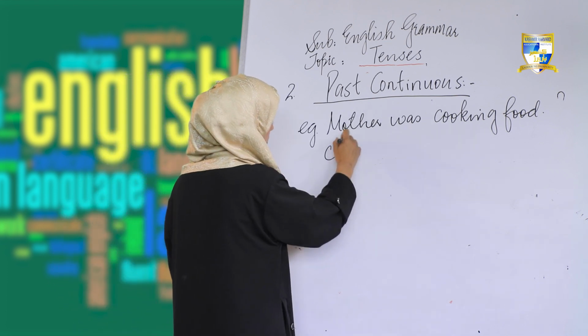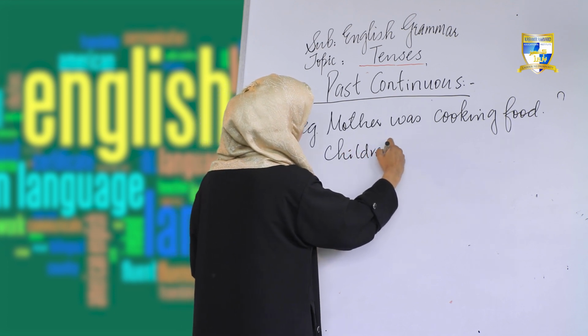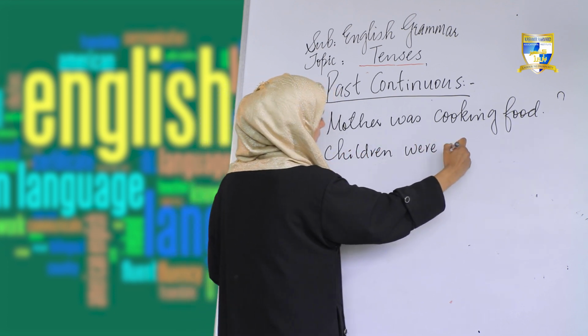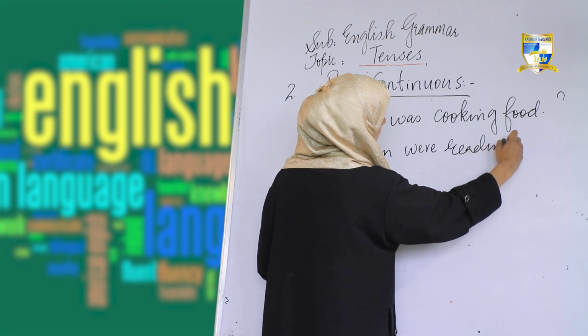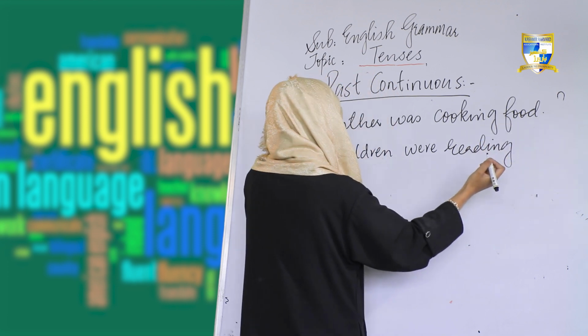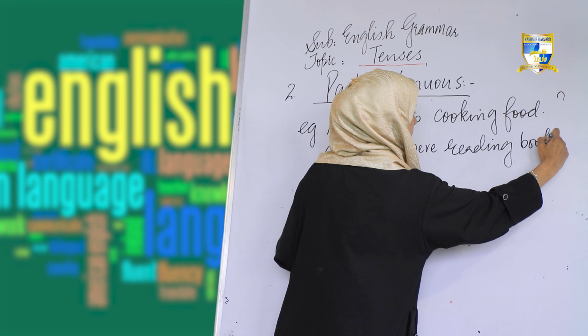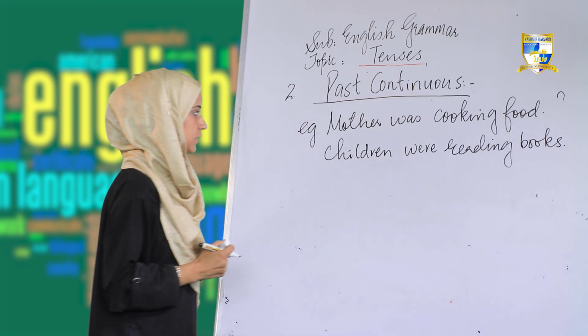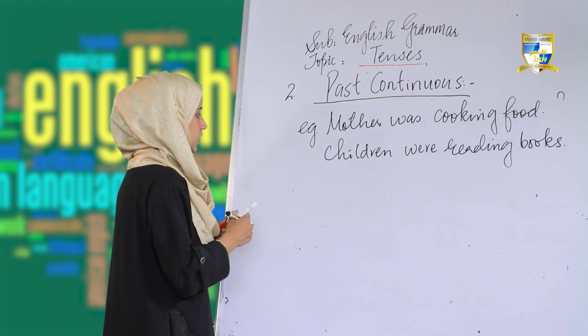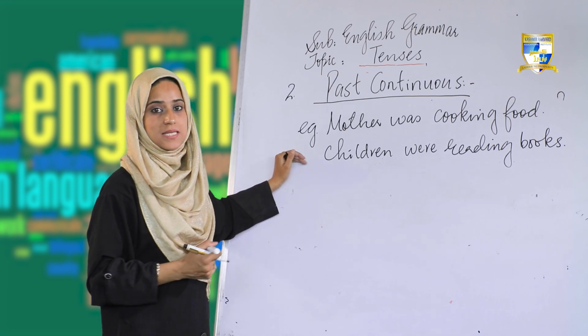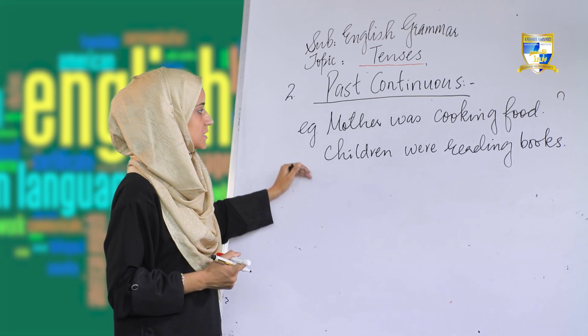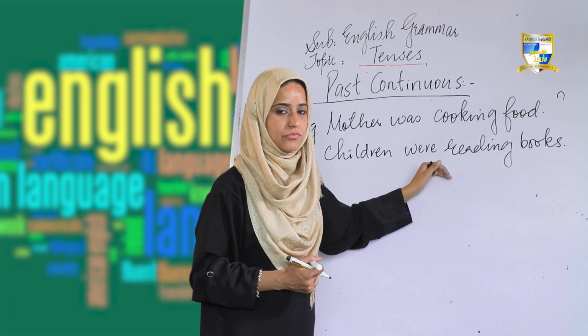And one more example I show you. Children were reading. Children were reading books. Okay. So these examples indicate an action happening in the past and were in the progressive form.